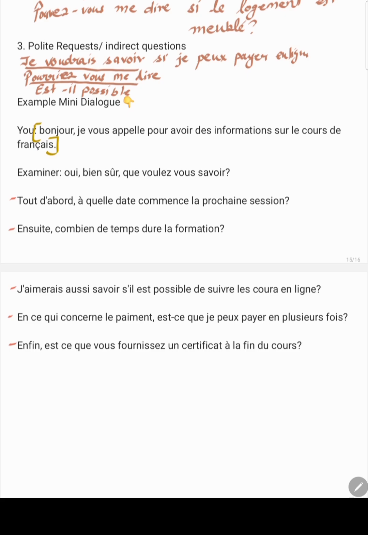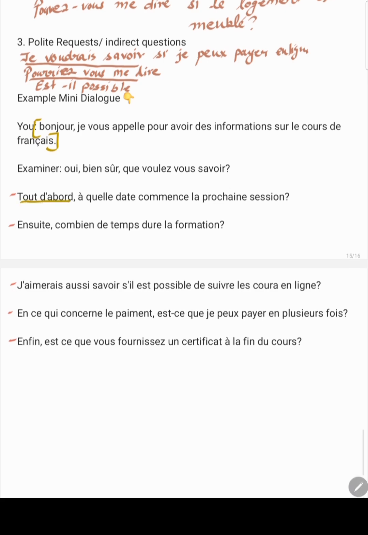So, we start with a good introduction. We tell the person our motive to call or to meet the person, right? So firstly, we're going to start with tout d'abord, à quelle date commence la prochaine session? We want to know when the next session for the French course is starting. So here we use this connector tout d'abord. Then ensuite, so you see we used another connector. Ensuite, combien de temps dure la formation? Like what is the total duration of the course?